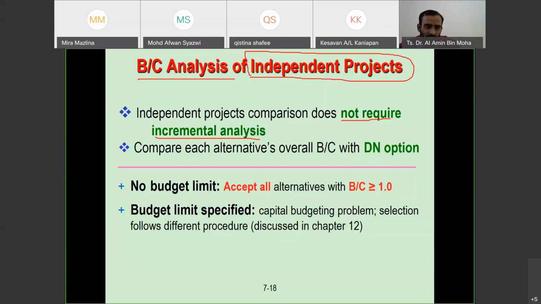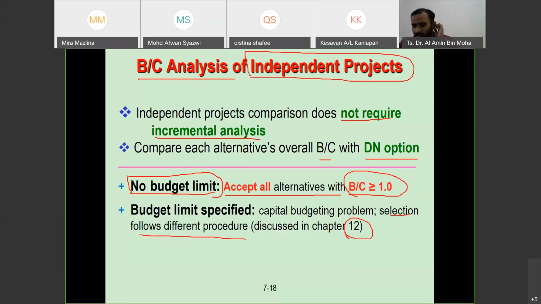We are going to compare each alternative's overall BC with the do nothing option. So if there is no budget limit, we just accept all the alternatives with BC greater than 1. If we have 2 or 3 projects with BC ratio greater than or equal to 1, we just accept all if no budget limit. If they specify no budget limit. Okay. If a budget limit is specified, the selection follows a different procedure. We have a different chapter as well, but we are not going to cover it in our syllabus for this master program here.